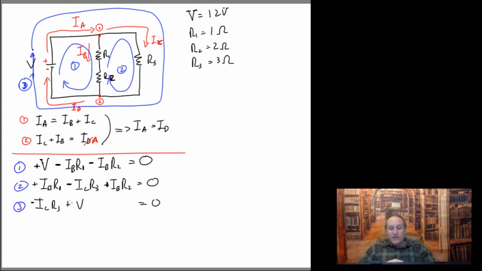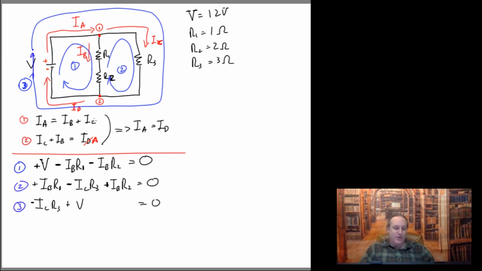So when you want to do a substitution, let's say we decide, hey, I'm going to get rid of IA. So I know that IA equals IB plus IC. So what you have to do is go through all of your other equations and get rid of IA. You have to get rid of it from all of your equations.